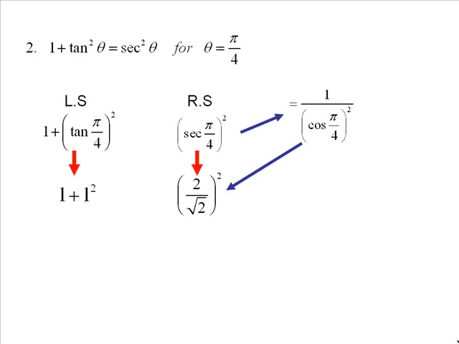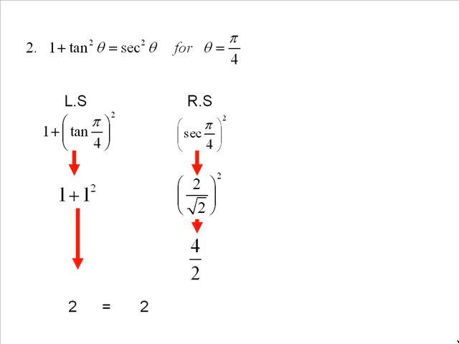Now you might be a little rusty in these if you haven't done them for a week or so, but that's how they work. And then we're there. 1 plus 1 squared is 1 plus 1 is 2, and then 2 over root 2 all squared is 4 over 2. Root 2 squared is 2, and so 2 is equal to 2. So shockingly, it is a true statement.